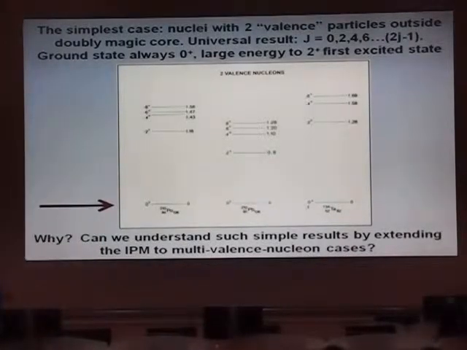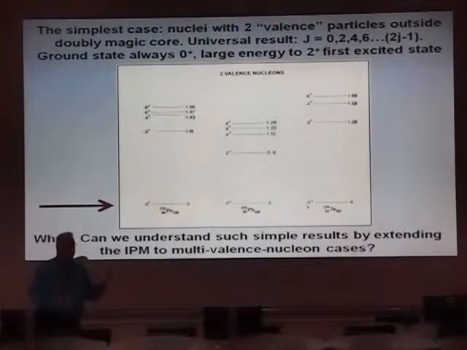Can we understand that by extending the independent particle model to these multinucleon cases? There are two issues that come up. The first one is just why these angular momenta. Here we're filling, for example, a 9/2 single particle state. If we have two particles with angular momentum 9/2, what total angular momenta can they add up to? Well, you could imagine one particle going around the nucleus this way and the other one going this way, so you'd have 9/2 and 9/2, and they would add up to 0.